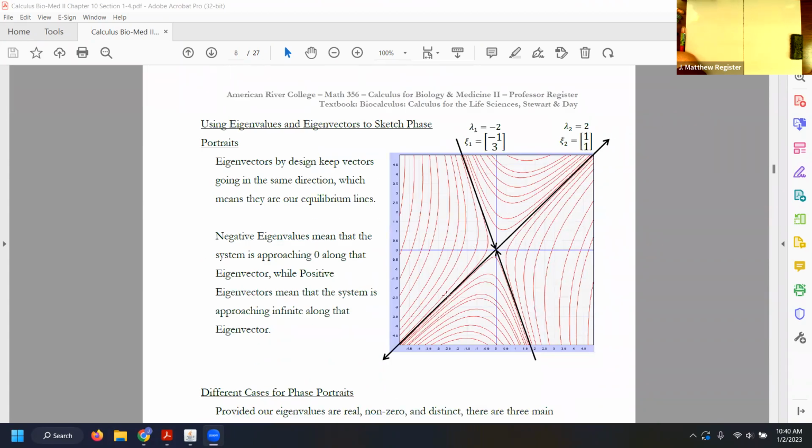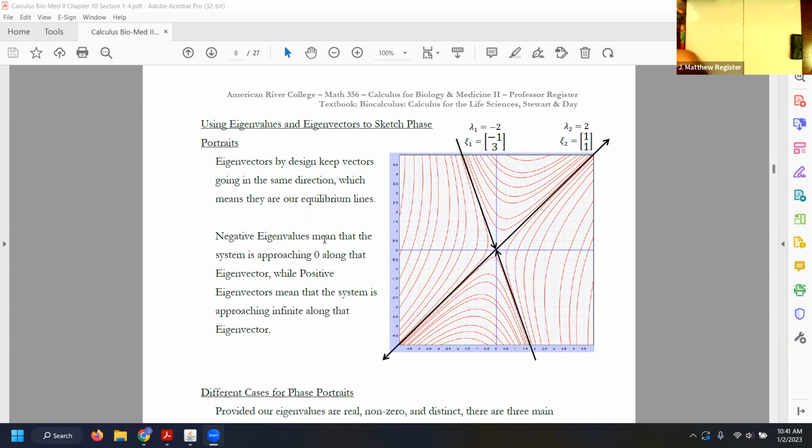And so looking at the example, we can actually draw those lines in. Here is the (-1, 3) line coming in, and it's coming in both directions. And here is the second eigenvector, (1, 1). Notice how that's going out in both directions like that. Eigenvectors by design keep vectors going in the same direction. That's how we defined them at the beginning, which means that they are our equilibrium lines. Depending on the eigenvalue, it'll determine whether or not it is going in or out along that eigenvector.